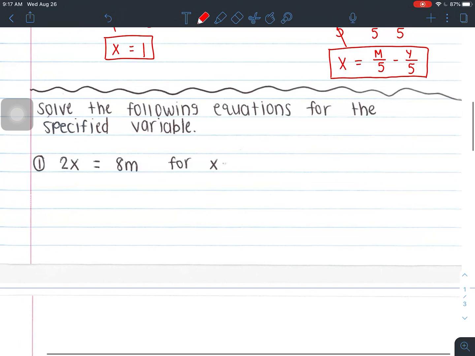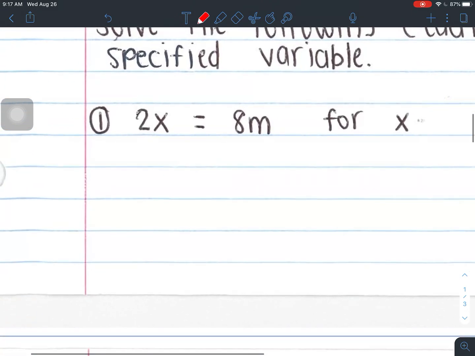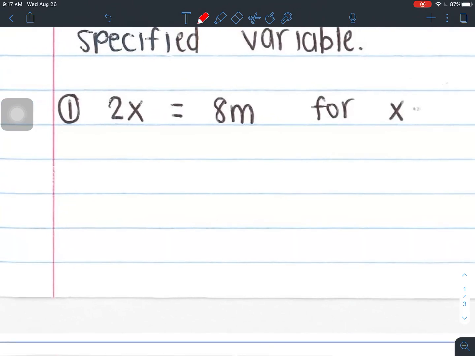All right, so we're going to go ahead and start. Solve the following equations for the specified variable. So it's going to give you a variable they want you to solve for. So number 1, we have 2x equals 8m for x. So they want you to solve for x this time, okay? So that means I want to isolate x. So I'm going to always highlight the variable I want to get by itself. That's what I want to get by itself.